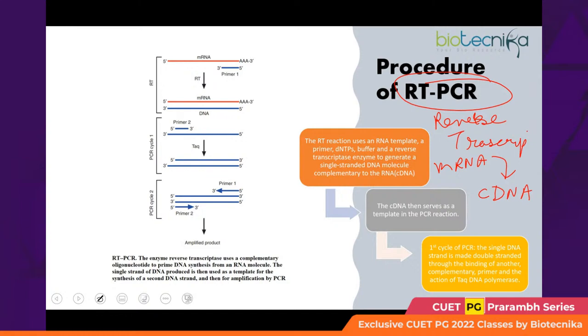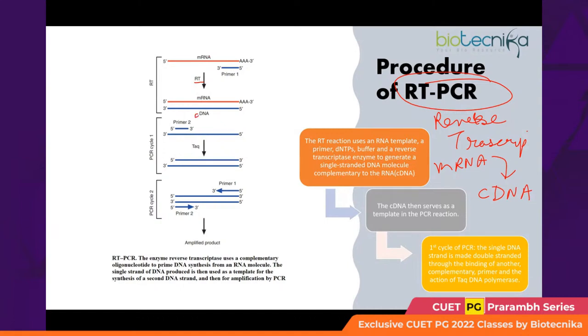So RT-PCR is the kind of PCR which we perform when the starting material is RNA. We are not starting with DNA here, we are starting with RNA. So if we are starting with mRNA, the first step will be what? We will add a primer that will be complementary to the mRNA, and we will add reverse transcriptase, which will convert this mRNA into cDNA.